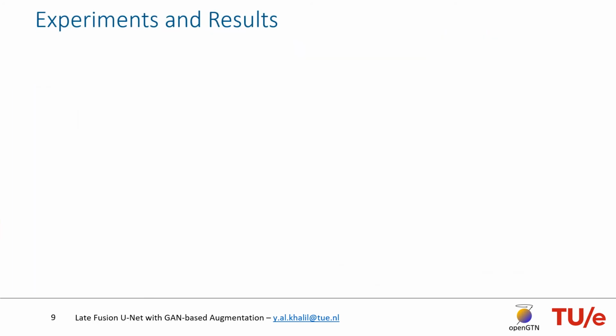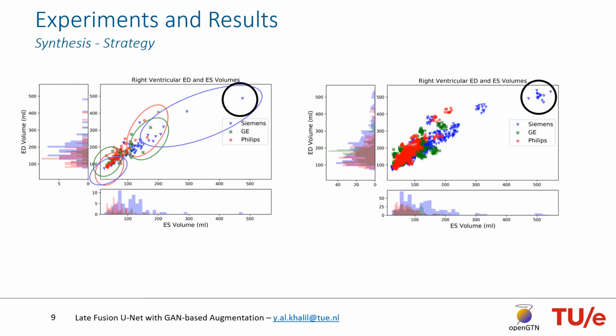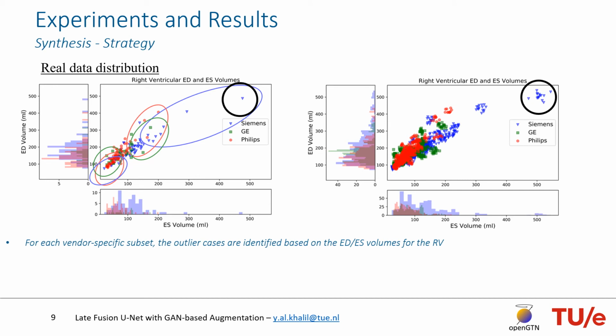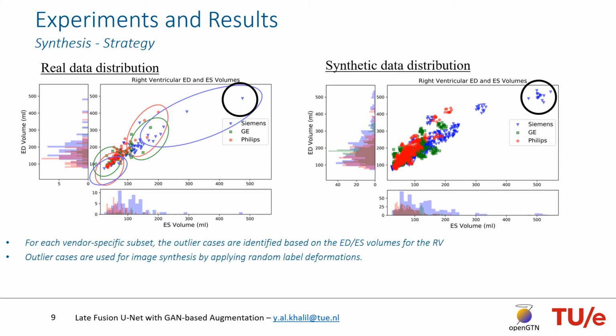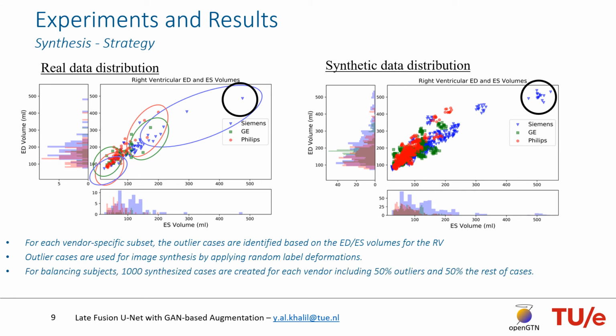Our synthesis strategy relies on the RV end-diastolic and end-systolic volume, which we observe to be largely influenced by the presence of pathology. Within each vendor set, we synthesize more underrepresented cases scattered at the tail of the distribution by applying more deformations on their ground truth labels. To balance all of the subjects, we synthesized 1,000 cases per vendor, which include 50% outliers and 50% of other cases. To increase the occurrence of basal slices, we used the labels of the 3 most basal slices of all cases and randomly deformed them for image synthesis.